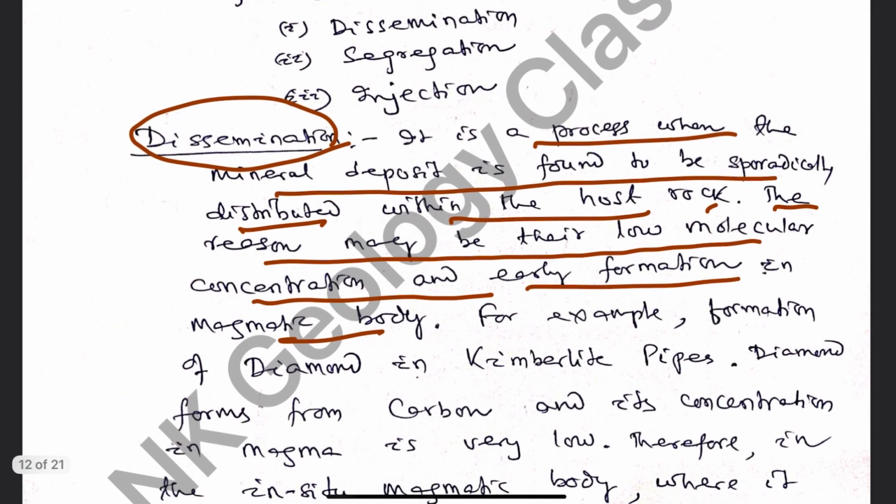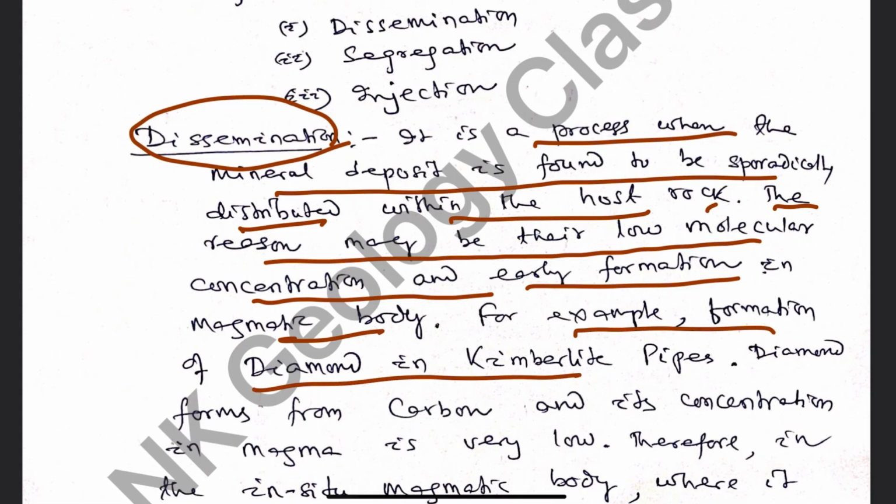Because of the low concentration, they are not available at each point within the magmatic body, and few centers of crystallization are produced, and there the mineral is produced. So they are distributed here and there within the magmatic body, or found in disseminated form. For example, formation of diamond in kimberlite.